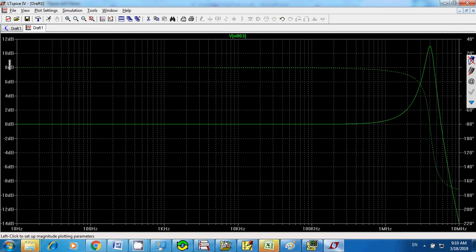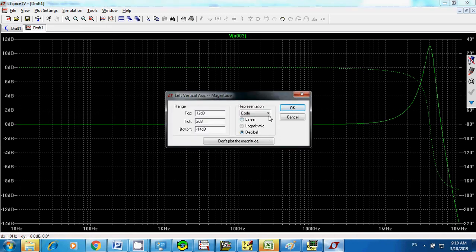You see the ruler here, you make a left click and you can see the representation. This is the Bode plot, and I put the unit of the gain in decibel. You can also put it in linear, just like this one. So the unit is simply V out divided by V in, but for decibel you have 20 log of V out over V in.